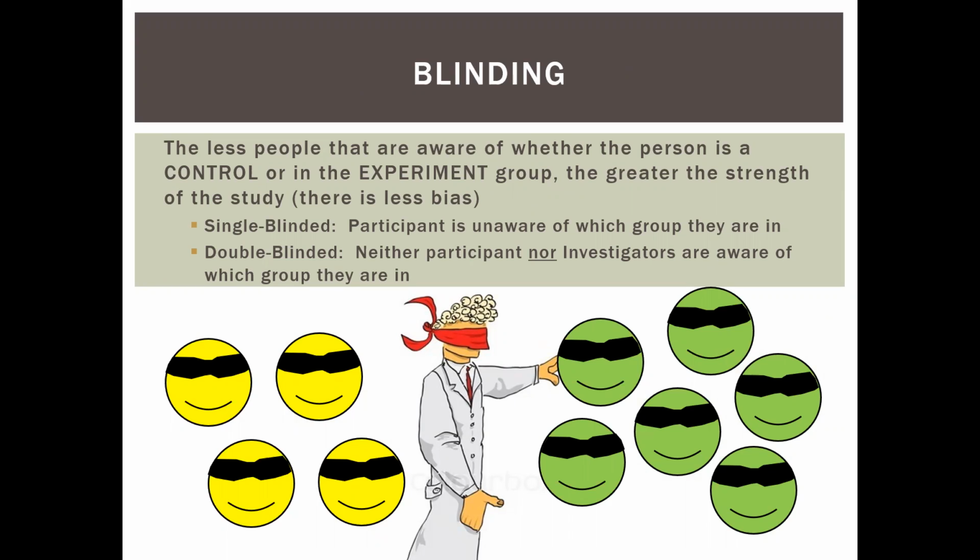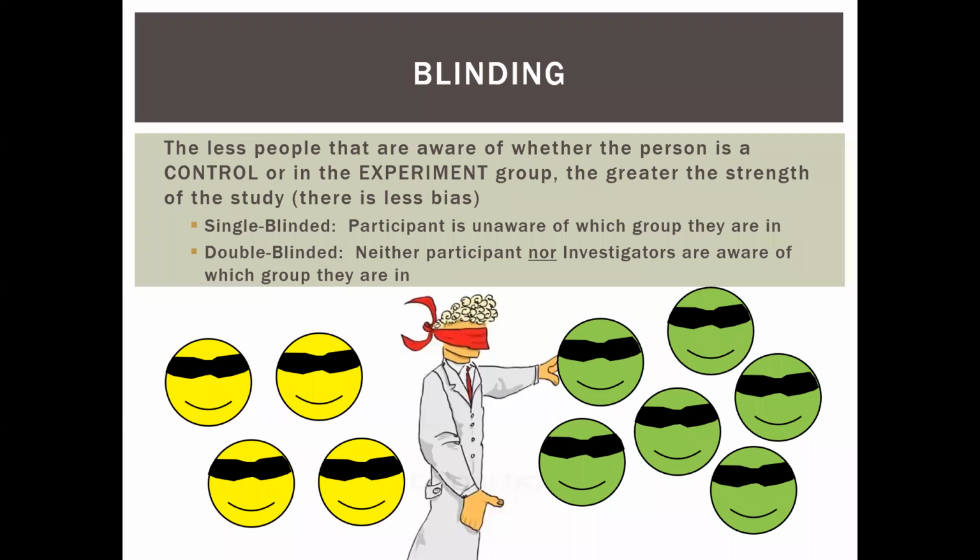Blinding. I like the picture of the blindfold on the person. The fewer people that are aware of whether the person is in the control or the experiment group, the greater the strength of the study, because there will be less bias. If you don't know and the patient doesn't know, that's when we're going to get the most honest results. Because if you do know, okay, this person's actually in the experiment group, I'm going to make sure that I fluff their pillow and smile. That group, I know they're just getting a placebo, so I'm not even going to pay attention to them. No, that's showing bias.